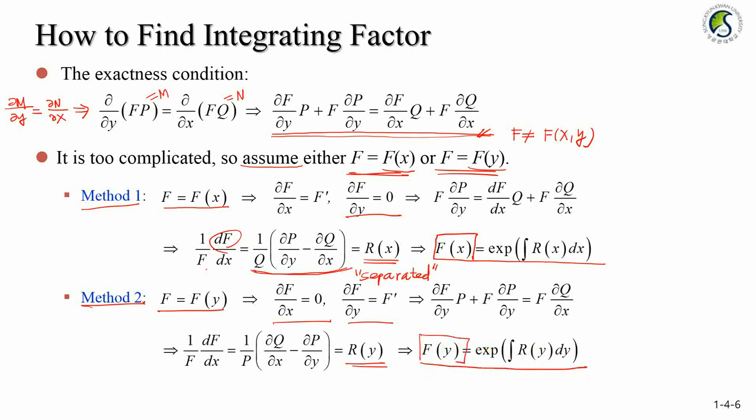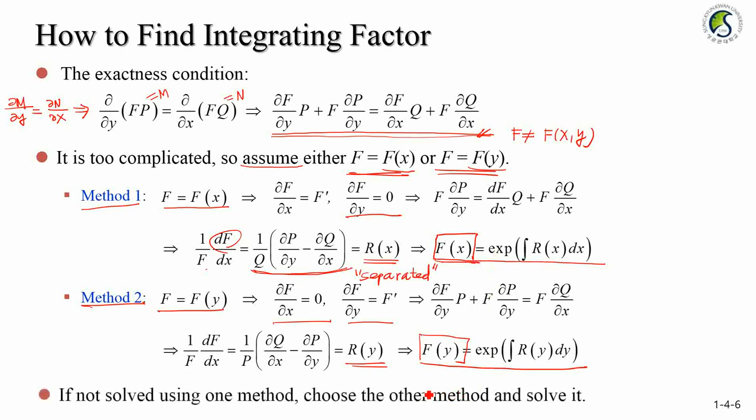So how can you choose f to be f of x or f of y at the beginning? You simply choose either one and then try to solve it. And if you can solve it appropriately, then that's it. But if it does not solve with that selection, then you should go back and choose the other method and solve it. Then it'll be solved.